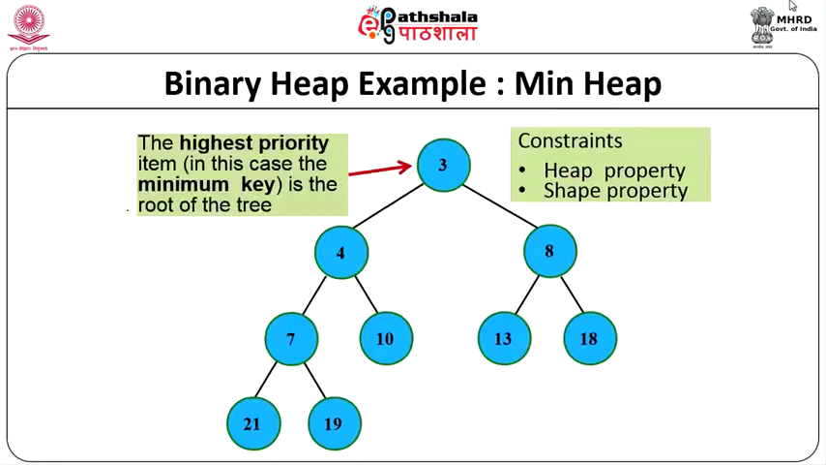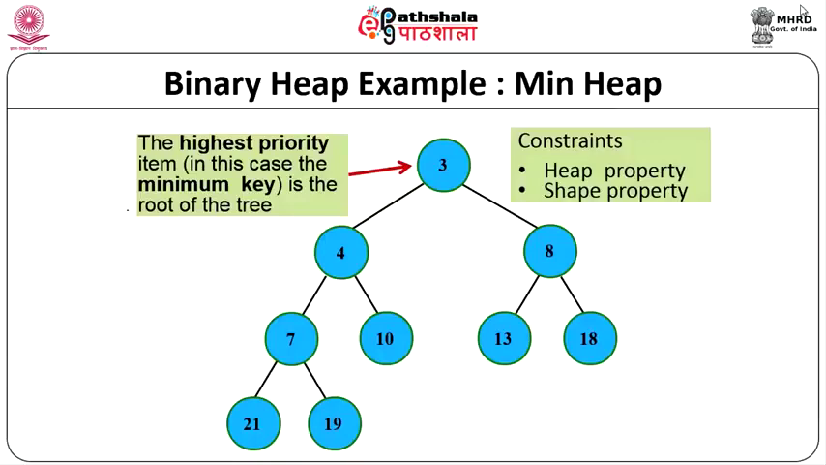The same thing we are explaining with respect to a min heap. The highest priority item, in this case the minimum key, will be at the root, and the constraints are the heap property, the same as before, and the shape property. Shape property is a complete binary tree except at the lower levels. For the heap property, the children of 3 are greater, the children of 4 are greater than it, the children of 8 are greater, and the children of 7 are greater.